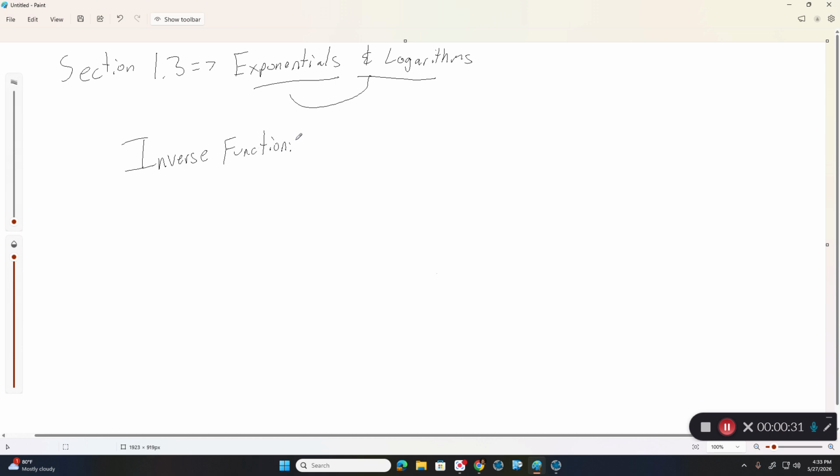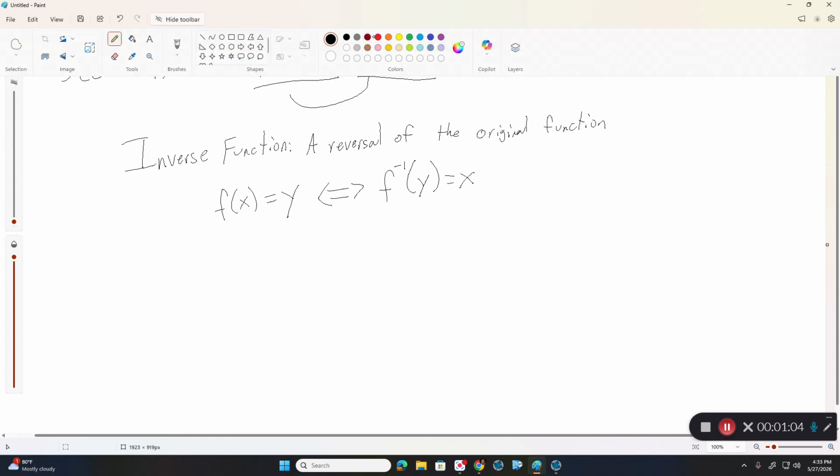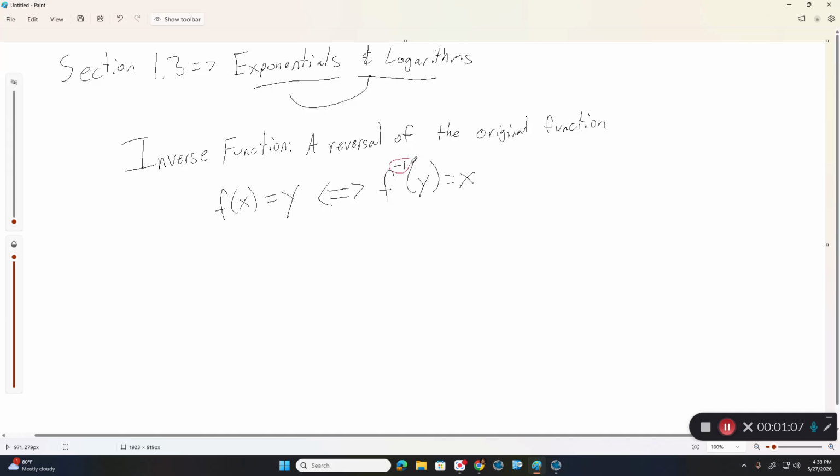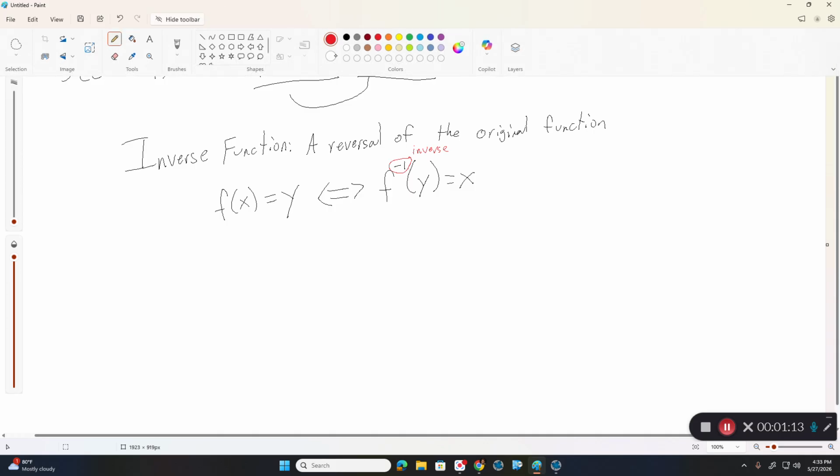Not all functions are going to have inverse functions, but the idea is a reversal of the original function. And what I mean by a reversal is a reversal of the inputs and outputs. So, if f of x equals y, what we want is f inverse of y to equal back x. And we're going to use this notation right here, this -1. This is not a power in the traditional sense. This is telling us that we're finding an inverse.